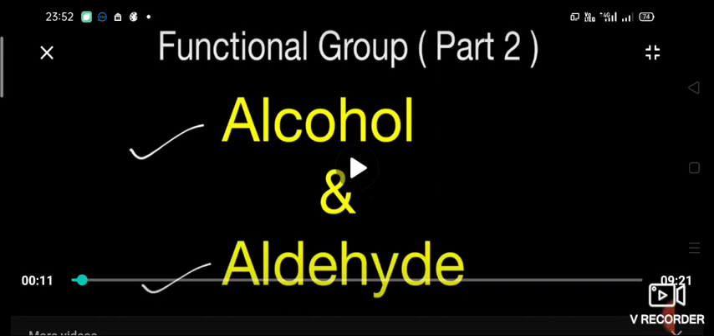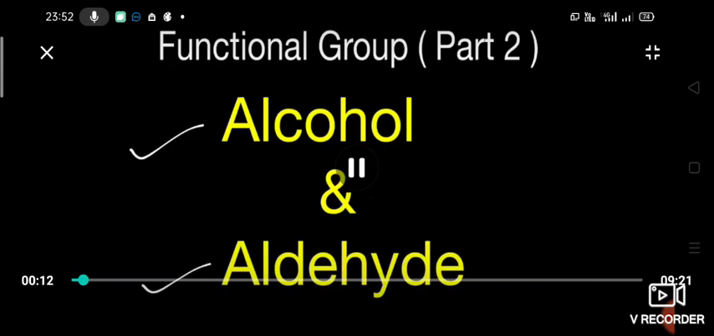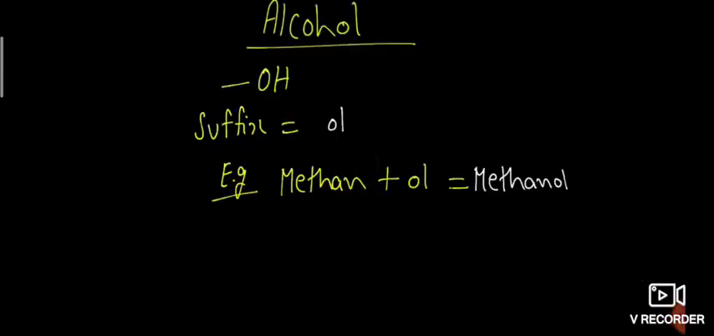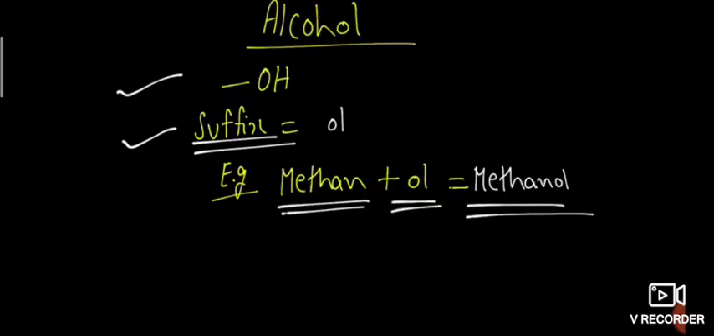Now let us see the functional groups of alcohol and aldehyde. When you see alcohol, the functional group is OH, so we have to add the letter OL. For example, if methane is there, instead of E we have to add the letter OL. So if it contains one carbon atom with an OH group, it will be known as methanol.